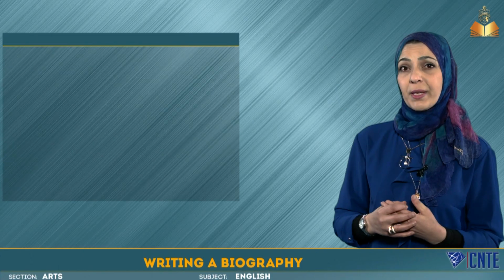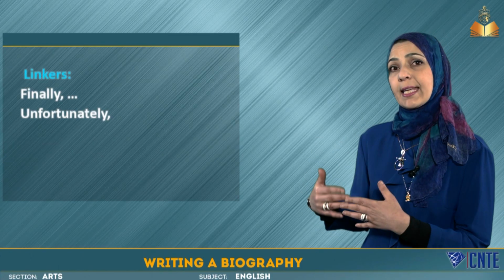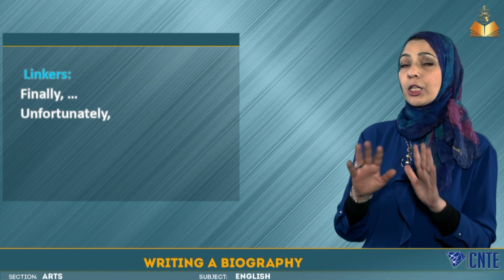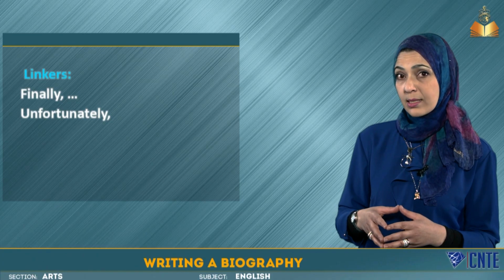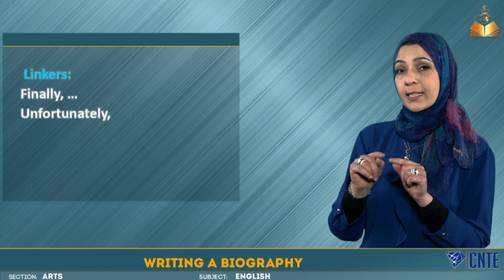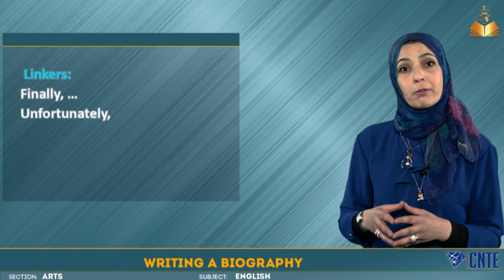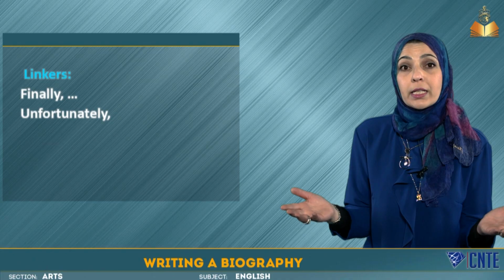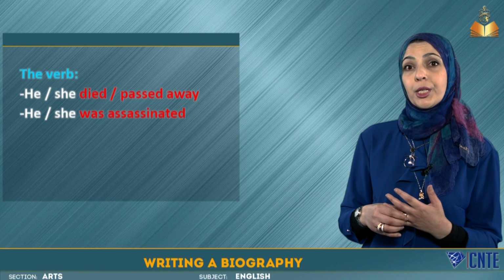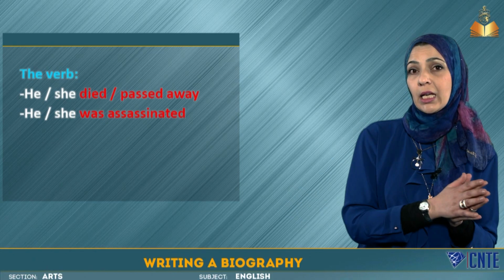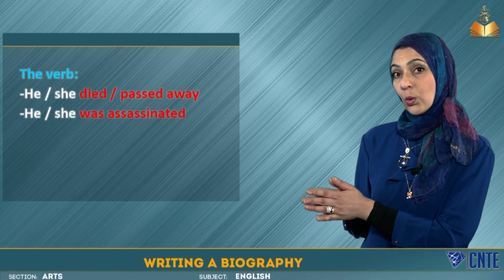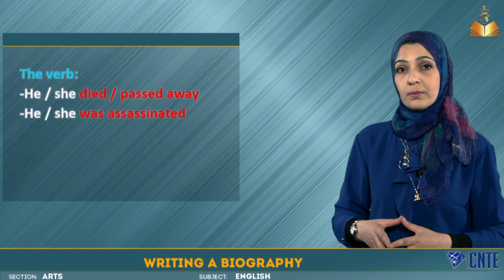Finally, we come to the last hint, which is the death. Since speaking about the death comes generally at the end, you can use the linker finally. But if you want to emphasize the fact that the person's death is a real loss to humanity, you may write the linker unfortunately. As for the verb, you can either write he or she died or passed away.